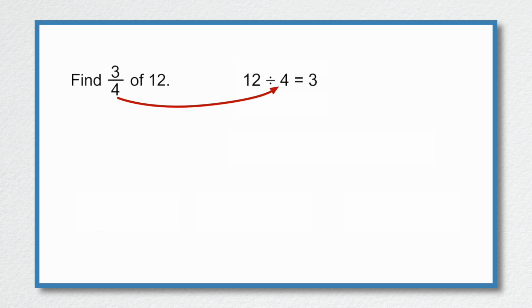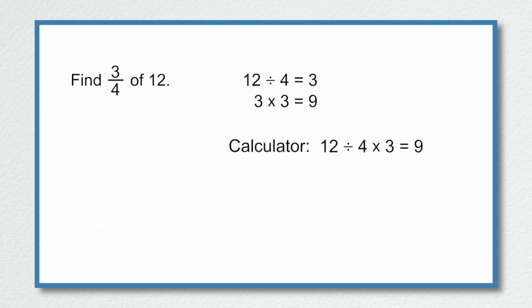And we can apply this to an amount. So if we were finding 3/4 of 12, we would do 12 divided by 4, which is equal to 3, and then 3 multiplied by 3, which is equal to 9. And if we were doing it in a calculator, we would type in 12 divided by 4 multiplied by 3 is equal to 9. You could, of course, have done 12 multiplied by 3 divided by 4 and got the same answer.